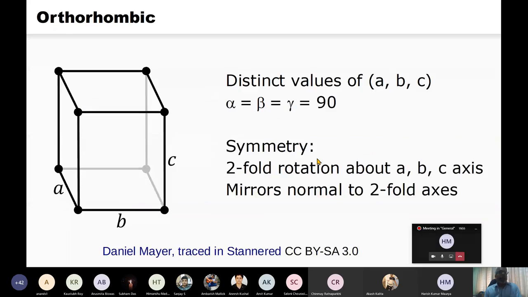One level higher is orthorhombic. Now A, B, and C are still distinct, but all three angles are 90 degrees. And because of this 90 degree, which is a special angle, you get more symmetries now. So you get a twofold rotation about the three axes here, A, B, and C. And because of that, you also get mirrors normal to all these twofold rotation axes.